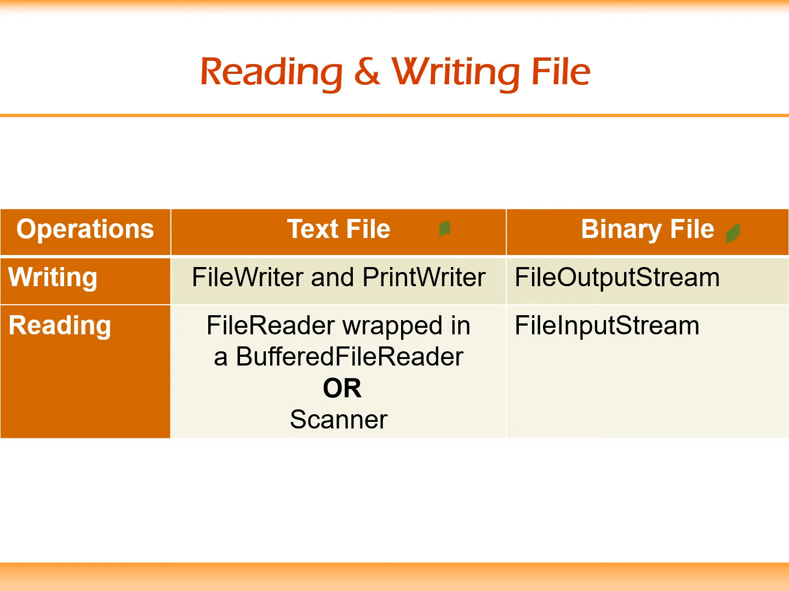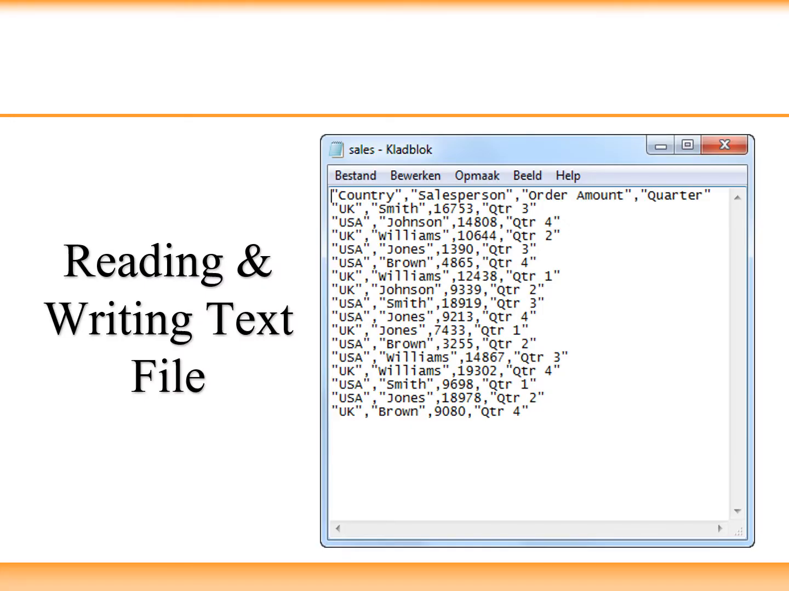This is for text. If you want to read from a file, you need file reader wrapped in a buffered reader, or you can use scanner, the same scanner object that you use to take input, but this one is for reading from a file. So this is the combination of objects that you need to use together when you read and write. If you are dealing with a binary file, where the data is stored in byte form, for writing you use file output stream, and for reading you use file input stream. Okay, so that's the combination of objects that you need to use together.